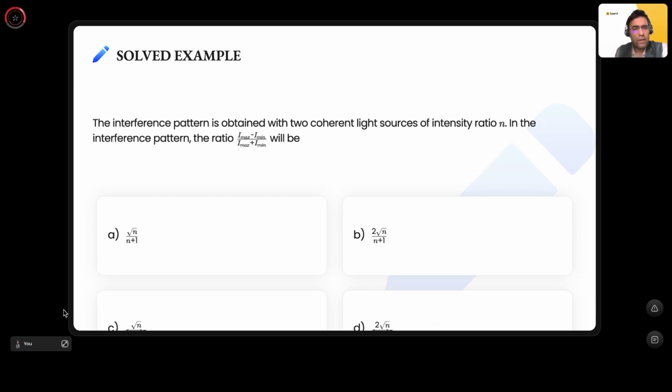The interference pattern is obtained with two coherent light sources of intensity ratio n. The ratio (I max minus I min) upon (I max). This is a direct formula and this is the answer. This comes out to be 2 under root of n upon n plus 1, where n will be the intensity ratio. So you can directly learn this formula and put the values over here. We have done this in waves also, and I told you that similar question can be asked in wave optics, right?